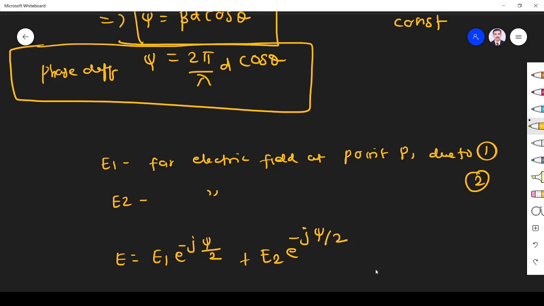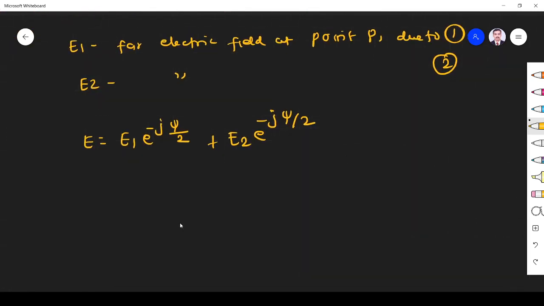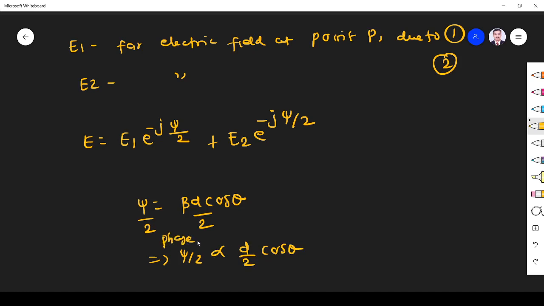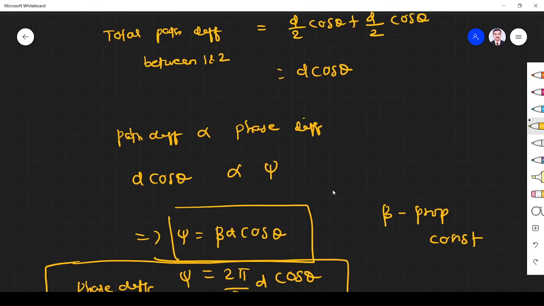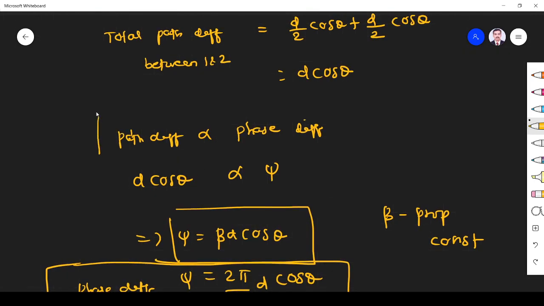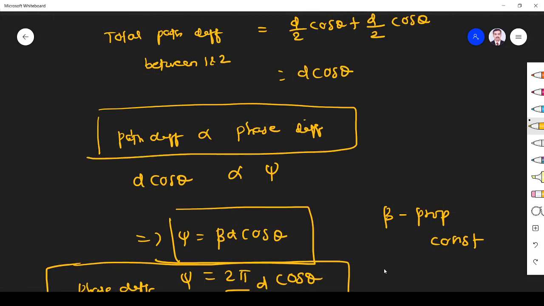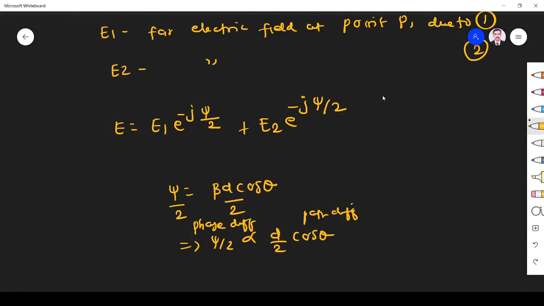Why I am writing like this is we know psi is equal to beta d cos theta. So psi by 2 is beta d by 2 cos theta. This indicates psi by 2 is proportional to d by 2 cos theta. This is the phase difference, and this is the path difference. Already we know phase difference is proportional to path difference. This we have studied from our school days itself. Alright. So what is the meaning of this equation then?